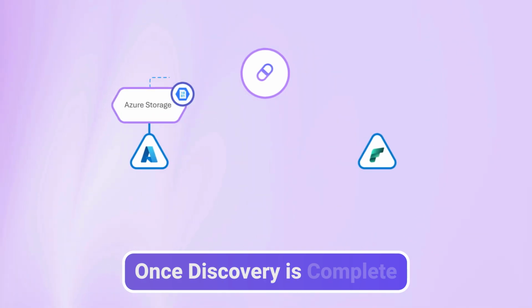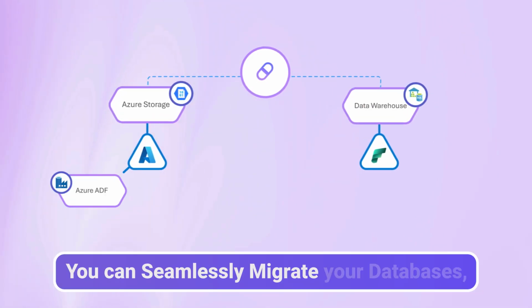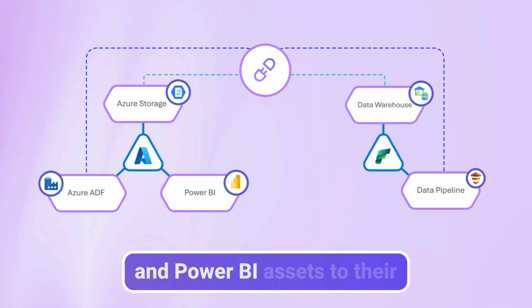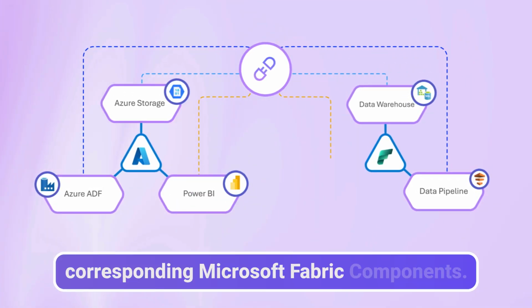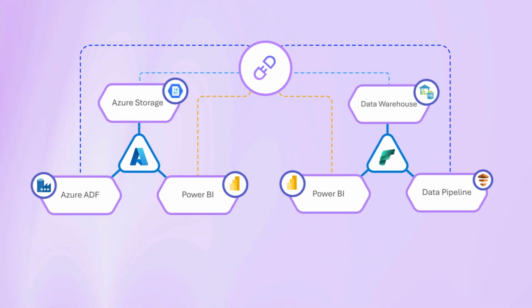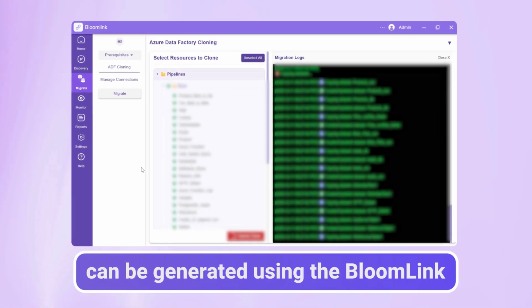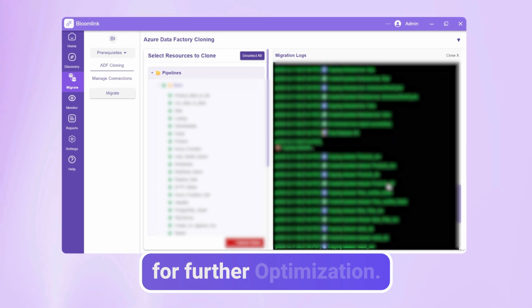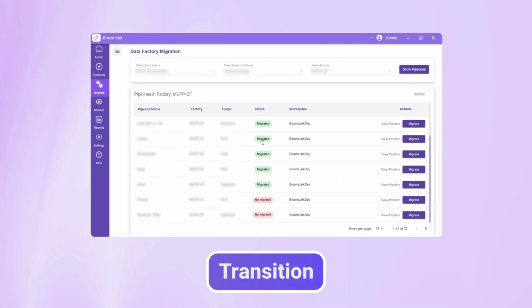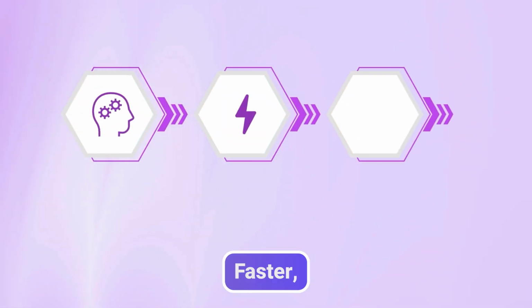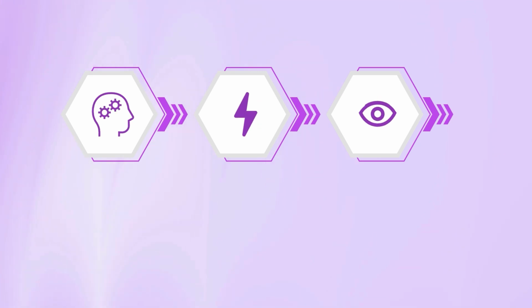Once discovery is complete, you can seamlessly migrate your databases, pipelines, Azure Data Factory, and Power BI assets to their corresponding Microsoft Fabric components. Detailed migration reports can be generated using the BloomLink Reports module for further optimization. BloomLink accelerates your transition to Microsoft Fabric. Smarter, faster, and with complete visibility.